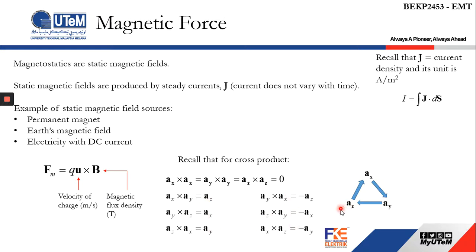Okay, so an easy way to memorize is by utilizing this relationship here. We take the direction as clockwise. So if we have AX cross AY, we are going to get AZ. If we have AY cross AZ, we are going to get AX, and so on. But if we reverse the process, let's say we have AY cross AX, then we will have negative AZ. So the position is important. You cannot swap the values here because you will get the wrong answer if you do so.